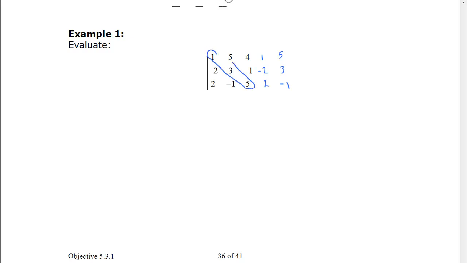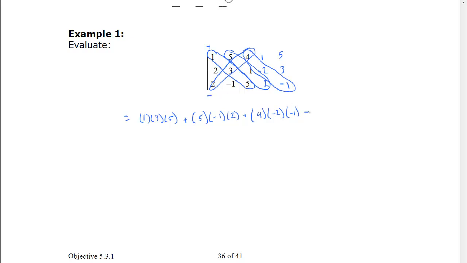So we have this one that we're going to add. We're going to start by just writing these out. So 1 times 3 times 5. And the next one, which we're going to add, is plus 5 times -1 times 2. And the next one that we're going to add is 4 times -2 times -1. And we're going to start subtracting some. So this is the first subtraction: -2 times 3 times 4.